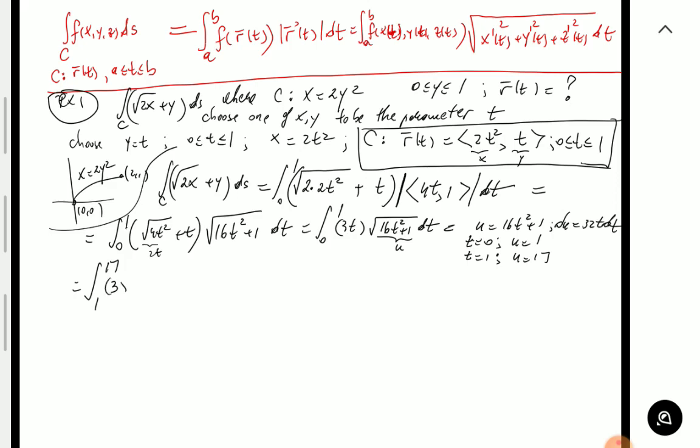3 is a constant. Square root of u is like u to the 1/2. And then t dt from the substitution is du over 32. So we have 3 over 32 outside. Integrate u to the 1/2, which is 2/3 u to the 3/2 between 1 and 17. Some cancellations there, and that makes it 1 over 16. And then plug in the bounds, 17 to the 3/2 minus 1 to the 3/2.